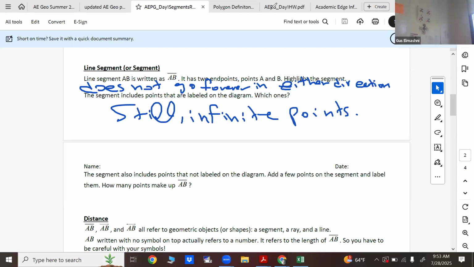Katie, I have a quick question. When you're writing the line segments, is there a certain way that you have to put one first? No, that doesn't matter. You can do whatever you want. That won't matter at all.